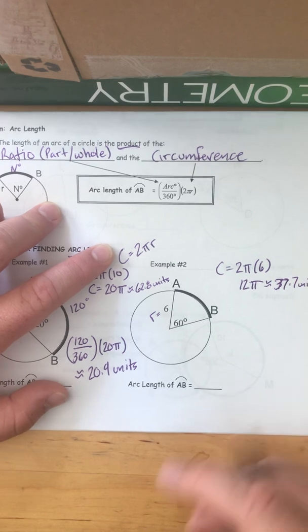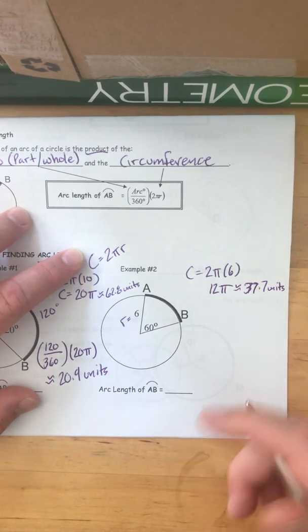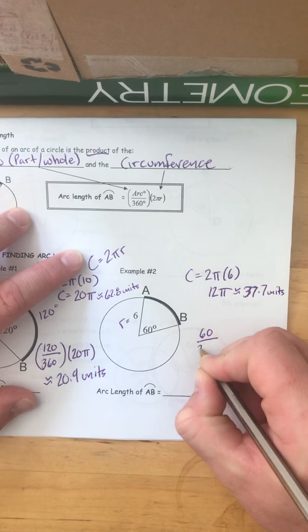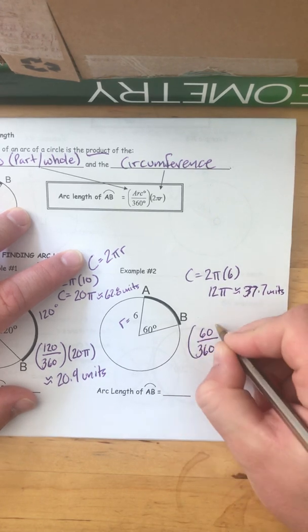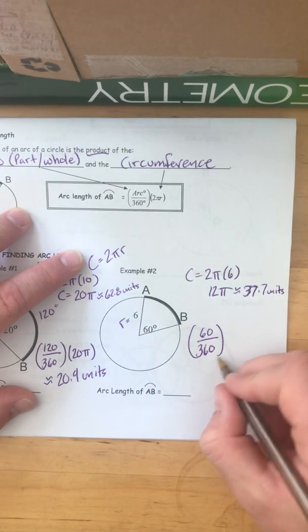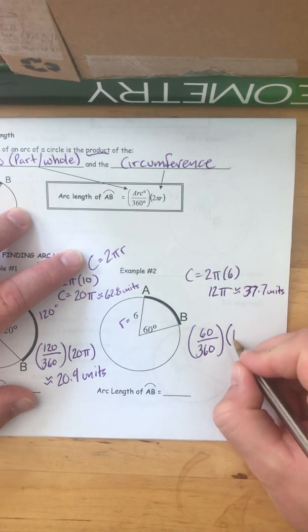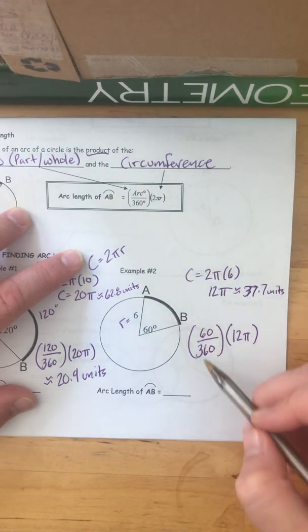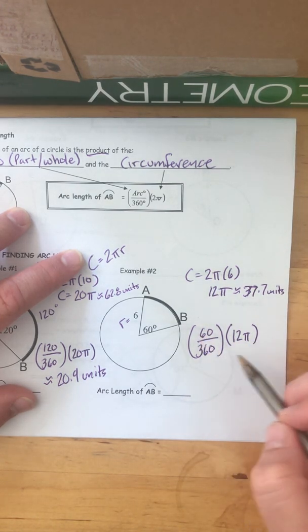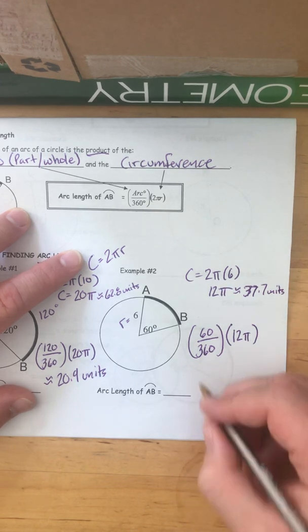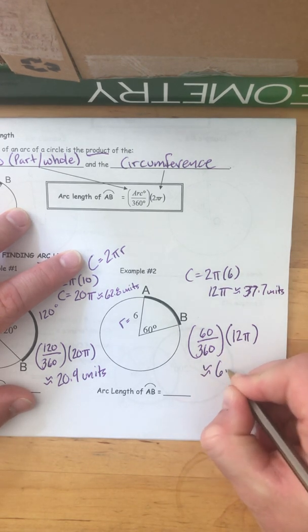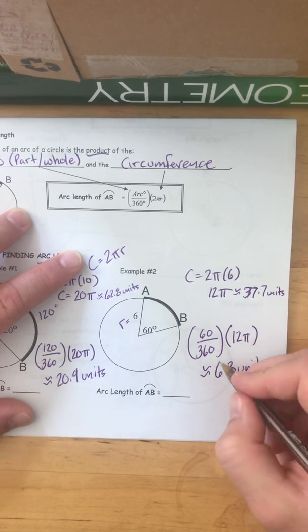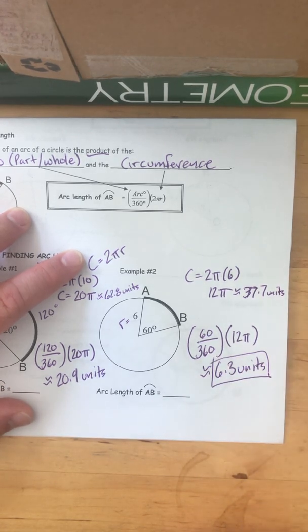But again, we're going to be using 12 pi when we put it into our next part, which is our ratio, which is 60 over 360, the central angle or the arc measure over the whole thing, times my circumference, which here in this example is 12 pi, all right? So ratio times circumference, part over the whole times circumference. And what we end up with here, guys, is going to be approximately 6.3 units for our arc length, okay? So there's our final answer, guys, okay?